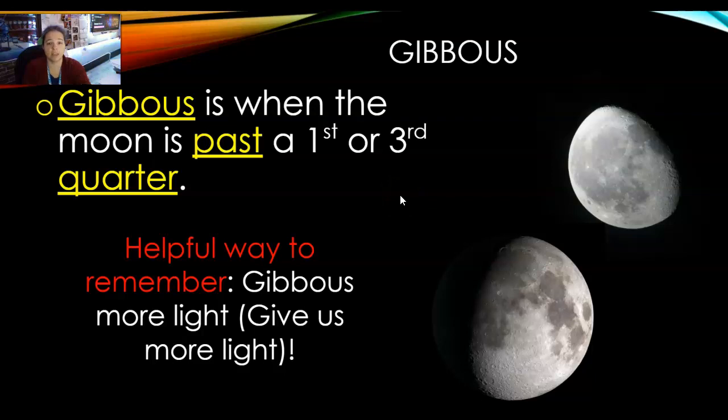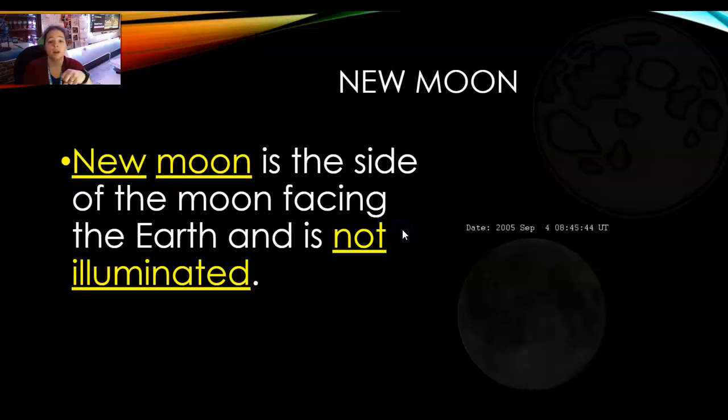And then you have a thing called gibbous. Gibbous is when it is past the first or third quarter. My bad, first or third quarter. It says helpful hint: gibbous, give us more light. I also think of, and it's so weird and I'm aging myself, if you've ever seen iCarly, you have Gibby. Gibby always likes to lift his shirt so you see most of his belly. Gibbous, Gibby. Give us more light. And then you have the new moon.